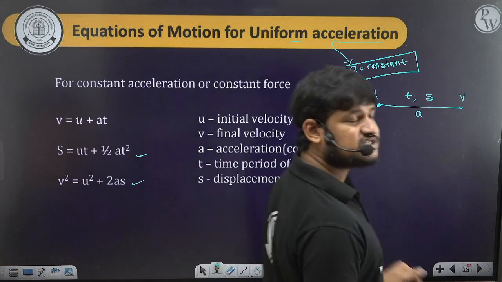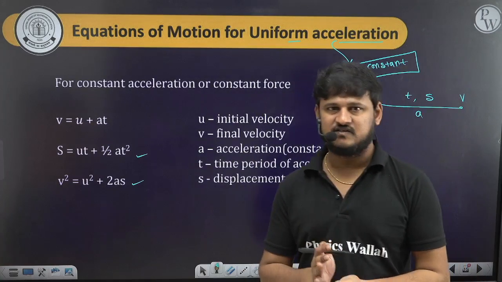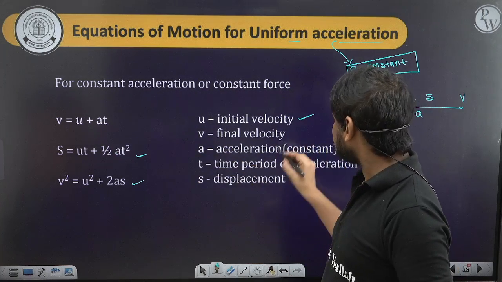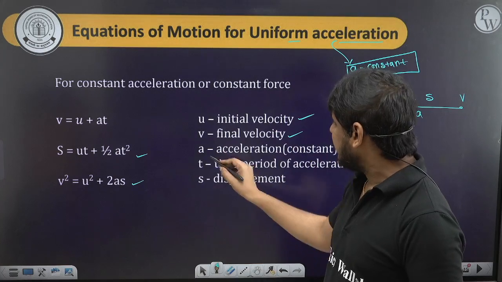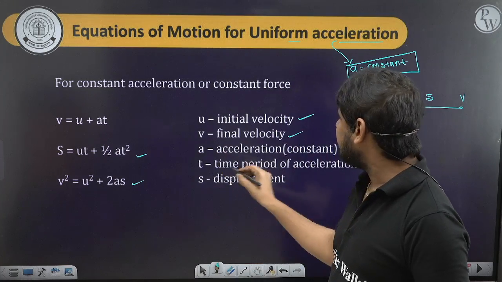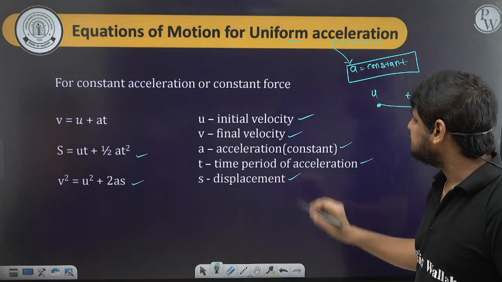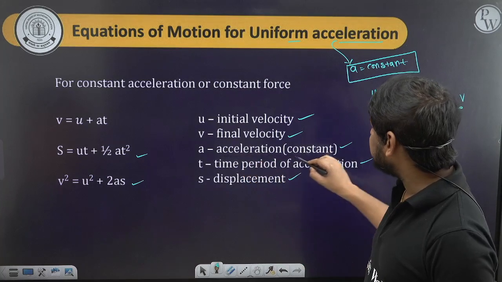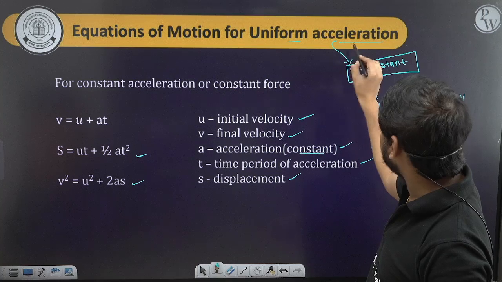These equations you already know from grade 9th itself, right? Where u is the initial velocity, v is the final velocity, a is the acceleration, t is the time, and s is the displacement. Here acceleration should be constant, that's called uniform acceleration.